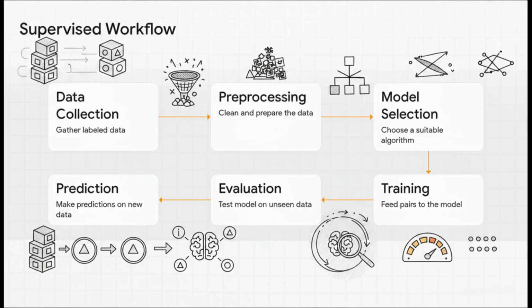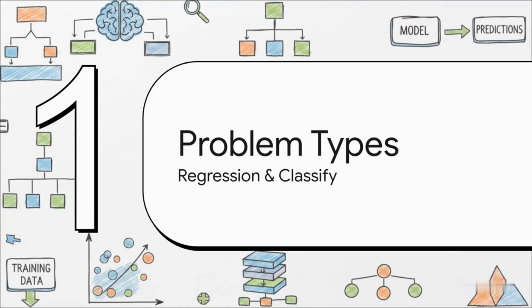You have to know, did it actually learn the market trends or did it just memorize the training data? Finally, step 6, prediction. Your fully trained model goes live, ready to evaluate brand new houses out in the real world.